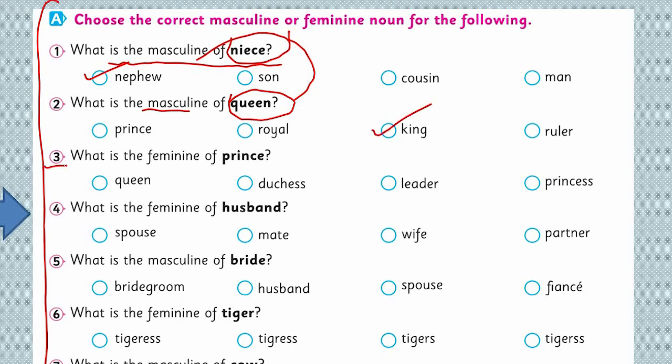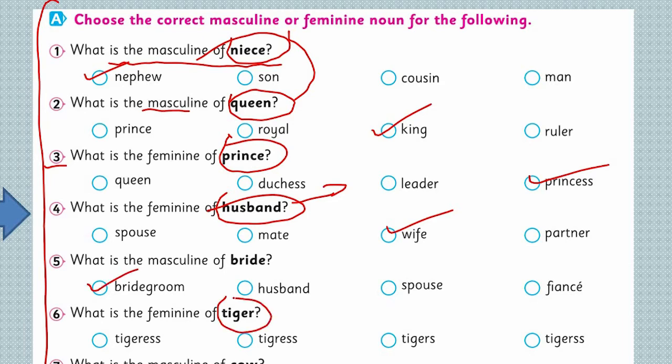Look at the third one. What is the feminine of prince here? This is the masculine, prince. What will be the feminine noun here? Yes, princess. And what is the feminine of husband? This is a masculine noun, husband. Yes, wife here. What is the masculine of bride here? Yes, bridegroom. What is the feminine of tiger? Yes, we have discussed it. Yes, tigress. This is the right spelling here.